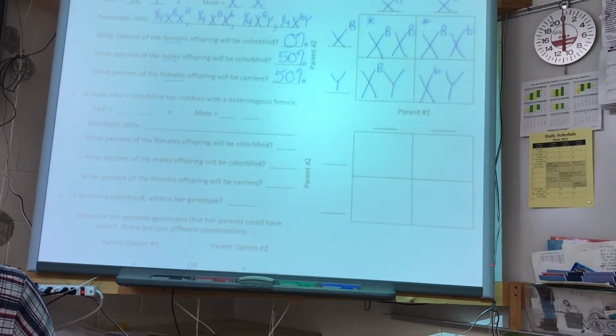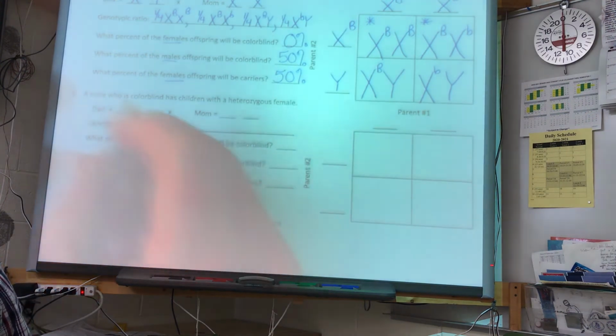One came from dad, and the other X came from mom. Okay? Does mom have to be colorblind in order for the daughter to be colorblind? No, right? She could have been a carrier, right? She could pass on an X little b. Mom could have an X little b without being colorblind.